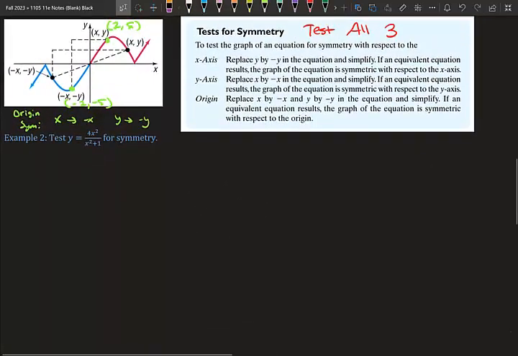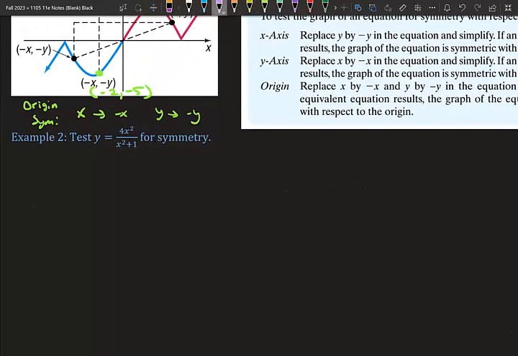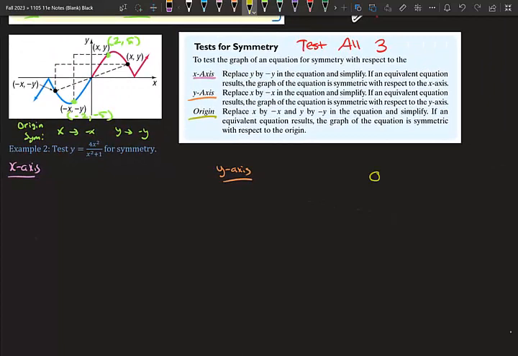Alright, so let's test all three. Let's test for symmetry of y equals 4x squared over x squared plus 1. Yeah, a fraction. I know, I'm not even starting off easy with y'all. I'm jumping right into a fraction, because I know you can do it. Alright, let's talk about x-axis. And then we have to test for the y-axis. And then we've got to test for the origin. So what I do is I write all three so I don't forget to do all three. Don't forget, you have to try all three of them and see what happens.